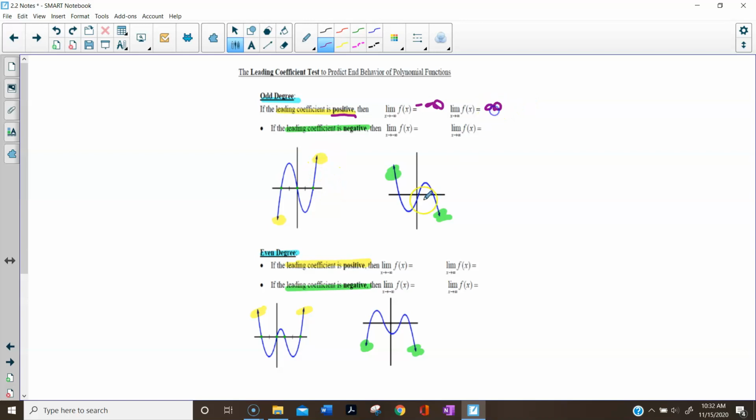going up to infinity. If the leading coefficient is negative, then the limit as x approaches negative infinity, as I go left, I'm going to go up to infinity. And as I go right, I'm going to go down to negative infinity. Even degree. If the leading coefficient is positive, then f of x is going to equal infinity when you're looking at the limit. And if the leading coefficient is negative, then f of x is going to go down to negative infinity on the left-hand side and the right-hand side.